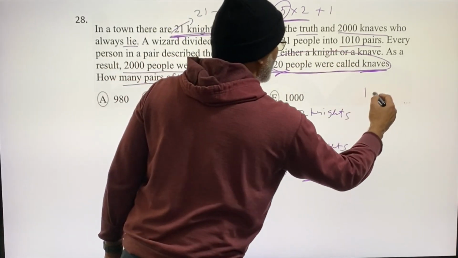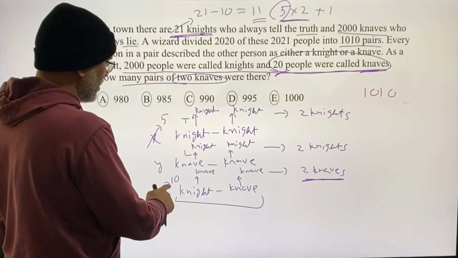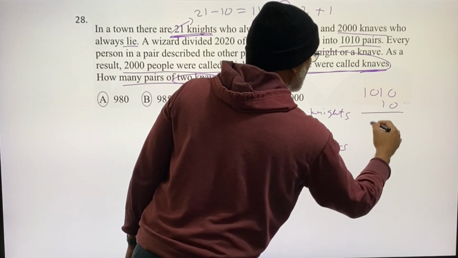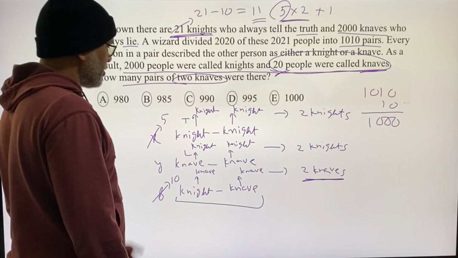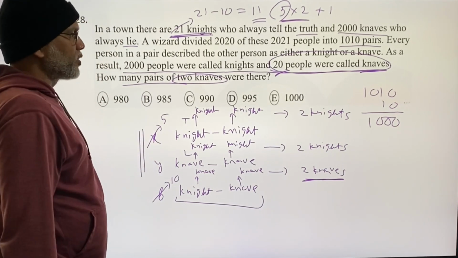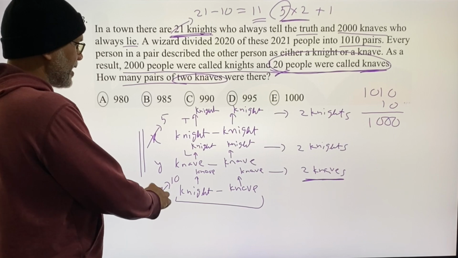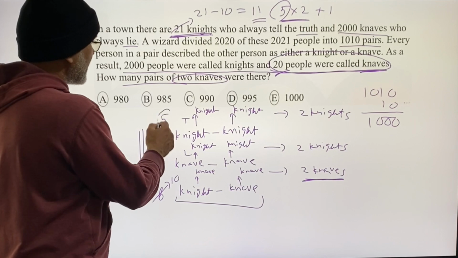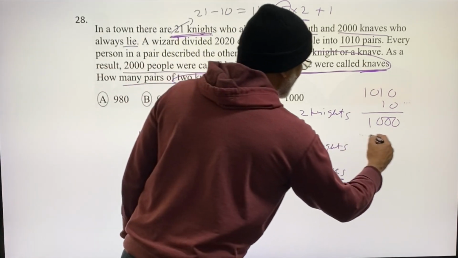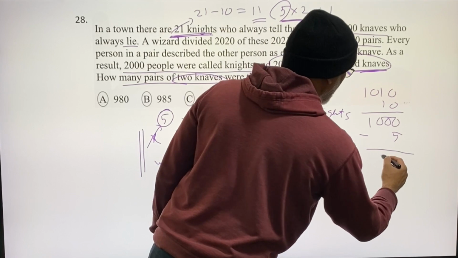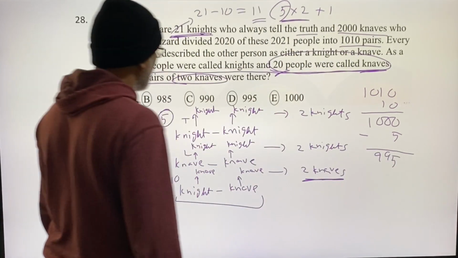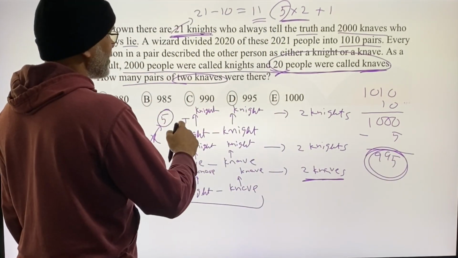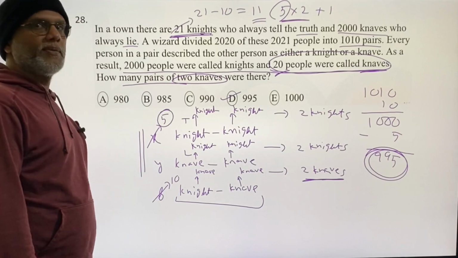We have 1000 total pairs, right? Minus 10 is 990. So 990 is X plus Y, right? Because I have already taken out the 10 pairs of knight and knave. Okay, and I have already calculated there are 5 pairs of knight and knight, so minus 5. So this is going to be 985, right? Then we must have 985 pairs of knaves, right? Then D is the correct choice.